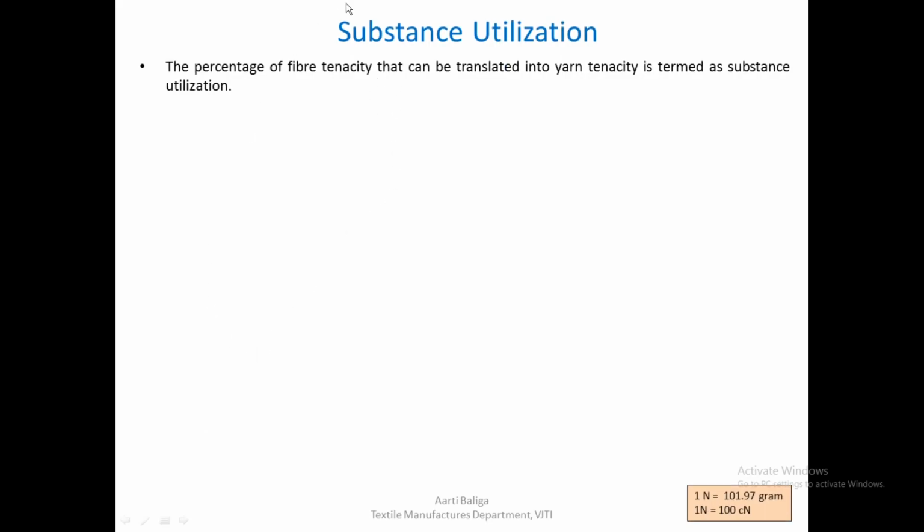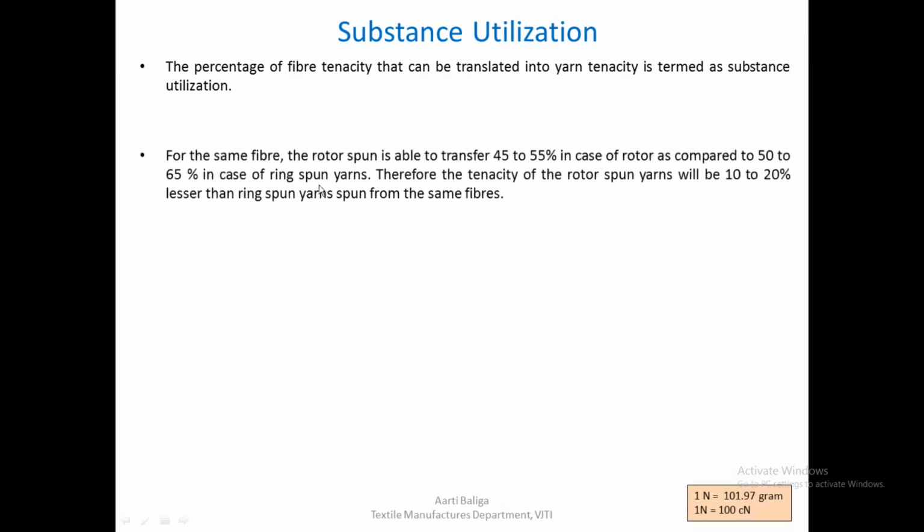So let us come to the topic of substance utilization. Let us understand what this means. The percentage of fiber tenacity that can be translated into the yarn tenacity is termed as substance utilization. That means whatever percentage of fiber tenacity is there, how much will it contribute towards the yarn tenacity? We can actually calculate that.